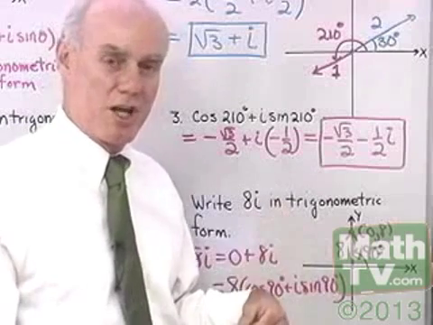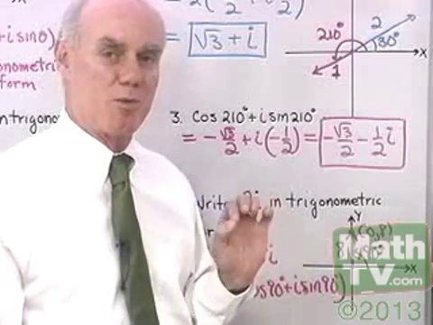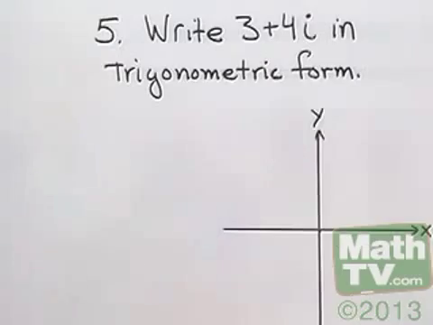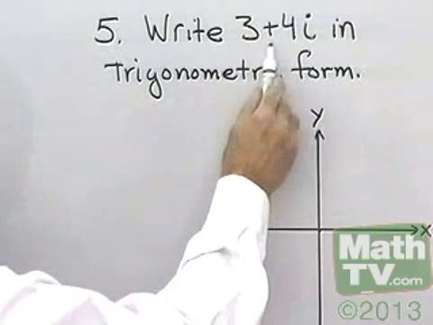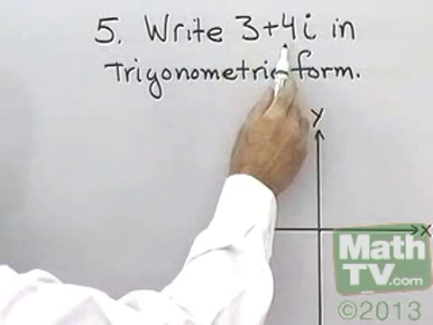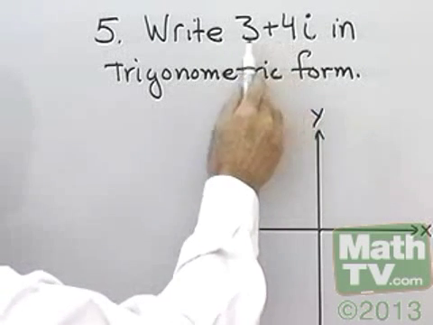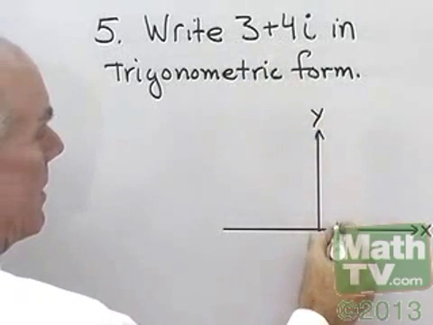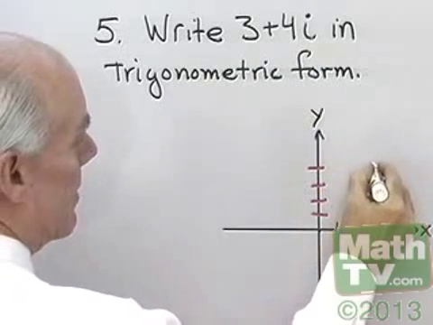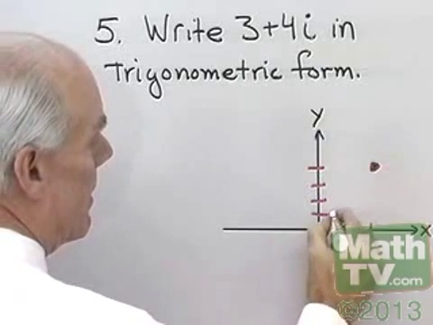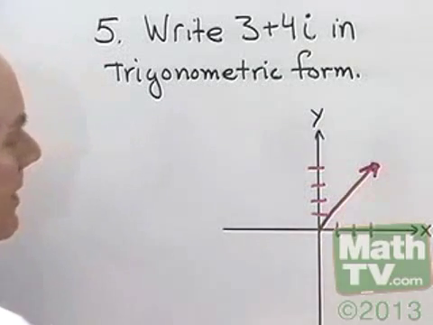Now let's work another problem in which we have to do a little bit more work to find that angle. Let's write 3 plus 4i in trigonometric form. Well, let's begin by graphing this complex number. It's the vector that goes from the origin out to the point x equal 3 and y equal 4. So that's going to be this point right here. So that vector looks like that.